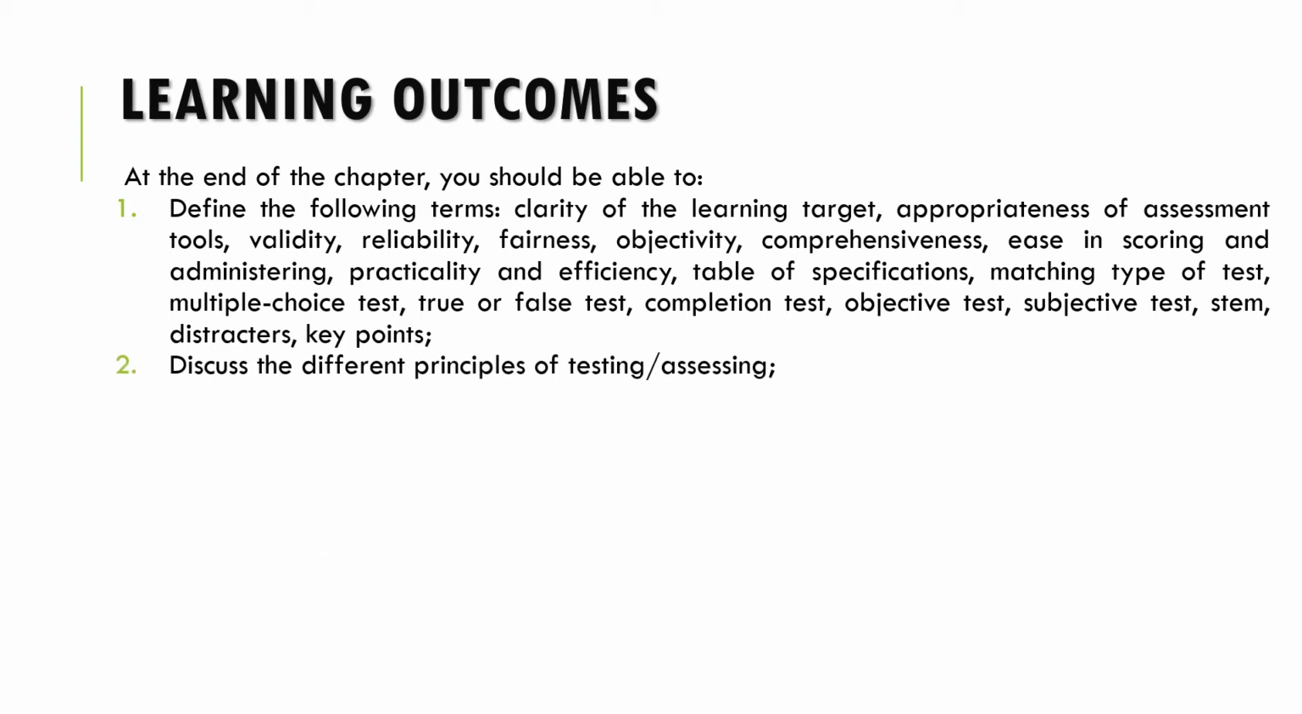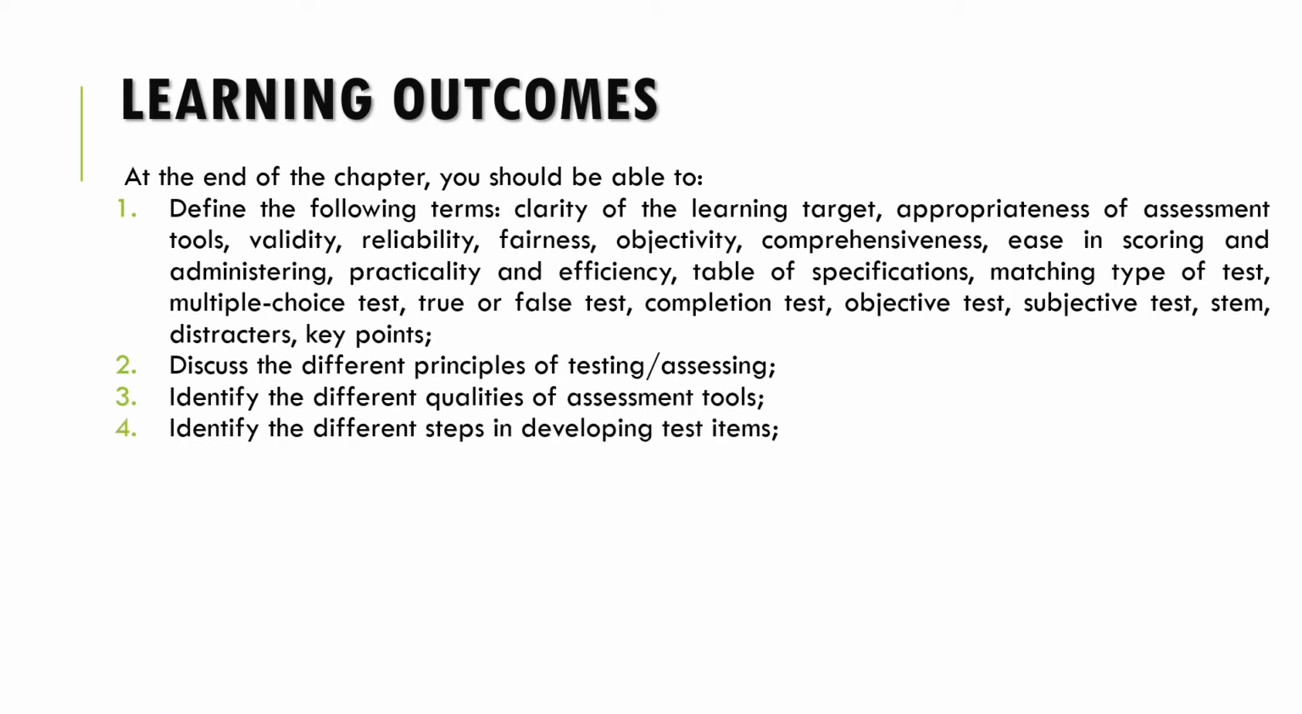Learning outcome number 2, we have to discuss the different principles of testing and assessing. We have to identify the different qualities of assessment tools, and identify the different steps in developing test items, because one of your outputs for this module is for you to construct different test items, and you have to of course show them to another group of people, and then they have to answer the test items. Number 5, discuss the test items in developing table of specifications.